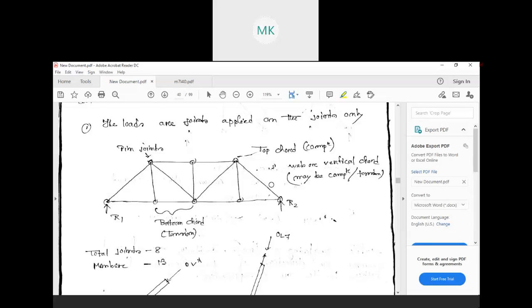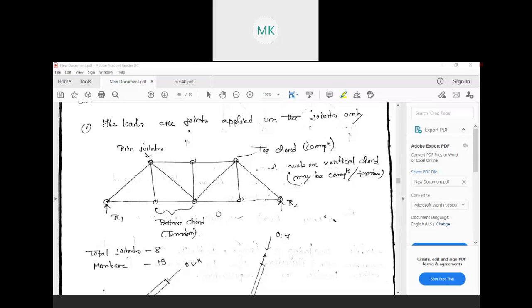So how to calculate that? For that, we need to count how many members are there and how many joints are there in a truss. You can easily count that. As you can see in this truss, how many joints are there? Can anyone say how many joints are there? It is very simple. Just wait for a second. 8. Yes, Tashi. There are 8 joints, as you can see here. If you count from any point: 1, 2, 3, 4, 5, 6, 7, and 8.